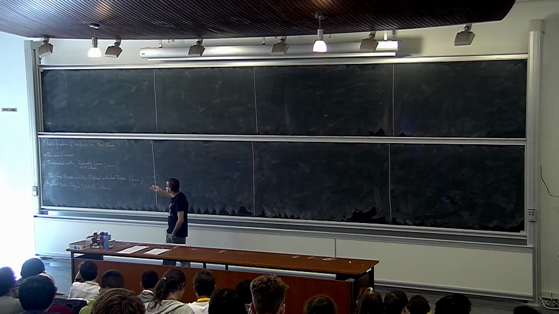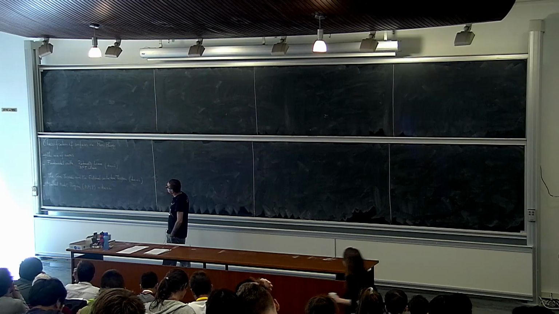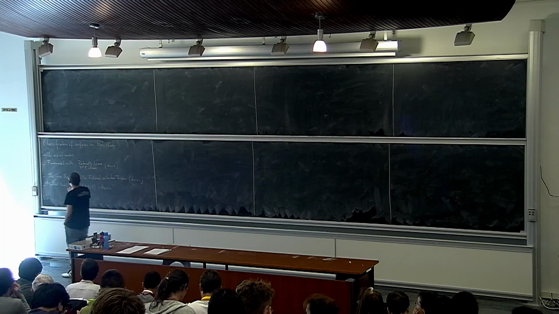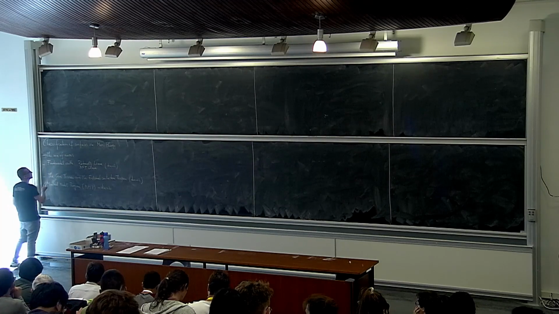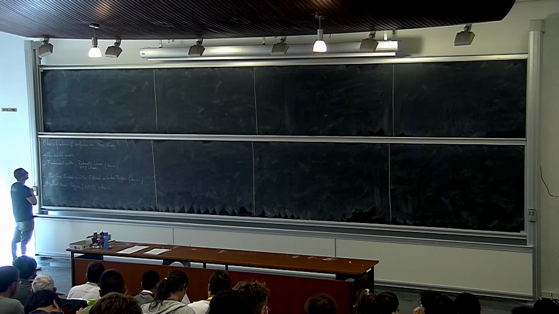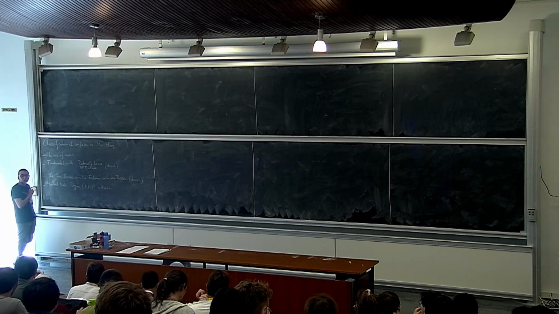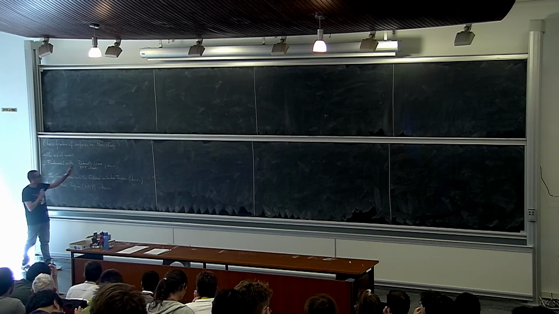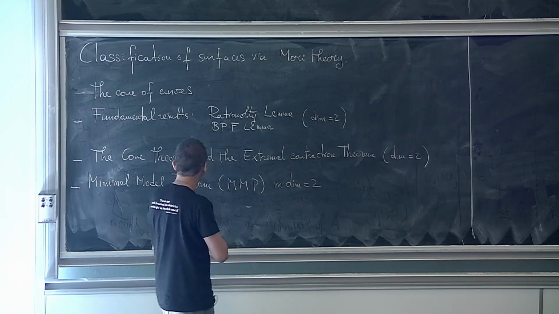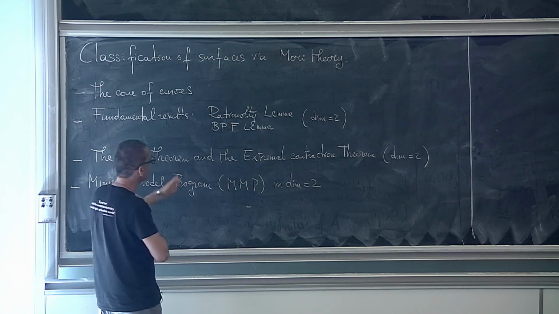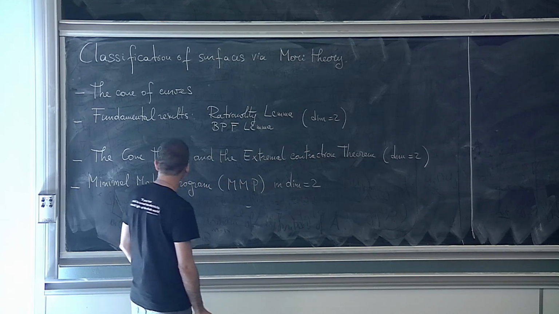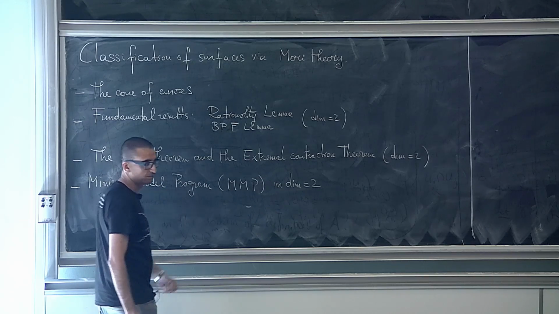Okay, I will talk about classification of surfaces via Mori theory, and I will treat the following arguments. I will start by talking about the cone of curves in general for a projective variety over C. Then I will talk about some fundamental results in dimension 2, so the case of surfaces: rationality lemma, base point free lemma, and boundedness of denominators. Then I will introduce the cone theorem and the extremal contraction theorem. And these are the cornerstone to prove the minimal model program in dimension 2.